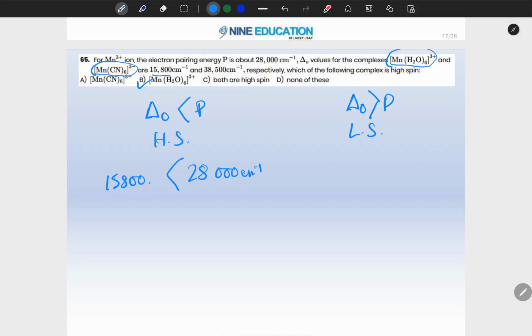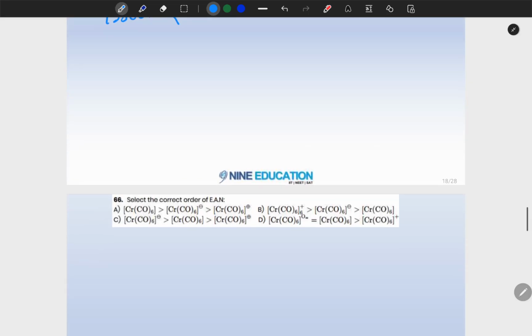In case of [Mn(CN)6]3-, this is the value of Δo, 38500. And clearly we can see the value of Δo is actually greater than that of the pairing energy. So that's why this is a low spin complex. So the high spin complex is [Mn(H2O)6]3+. Manganese hexaaqua 3+ is the high spin complex over here. That's why B is the correct answer.